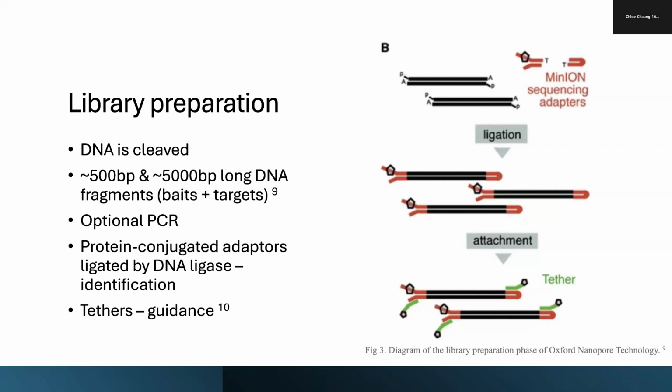Protein-conjugated adapters are ligated on by DNA ligase, mainly for identifying different sample fragments. Finally, tethers are attached with motor proteins and are also added to help guide the sample fragments through the nanopores later.